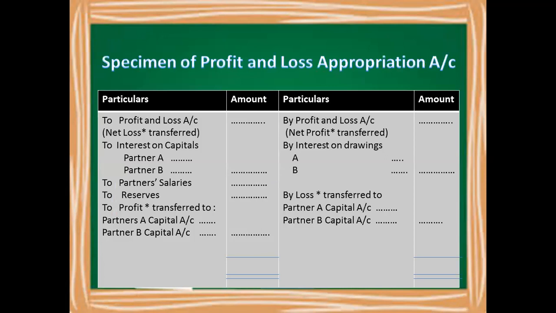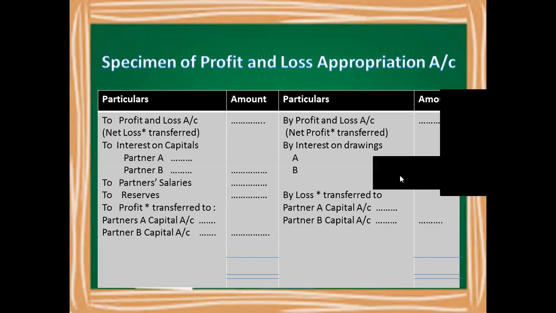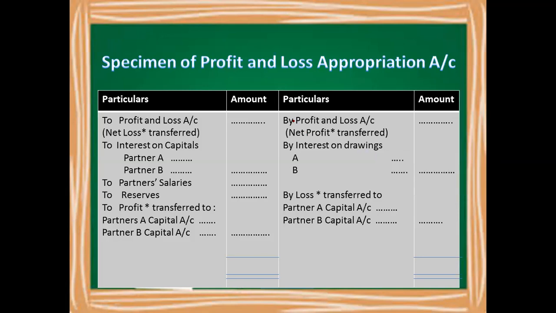Next is the specimen of the profit and loss appropriation account. As we said, it starts with the balance of net profit. If there is a net profit, it will be transferred here. And if there is a net loss, it will be transferred to the debit side of the profit and loss appropriation account. After that, on the debit side, we show all the payments that the partner will receive from the firm, like, if the partnership deed provides for it, interest on capital and partner's salary.